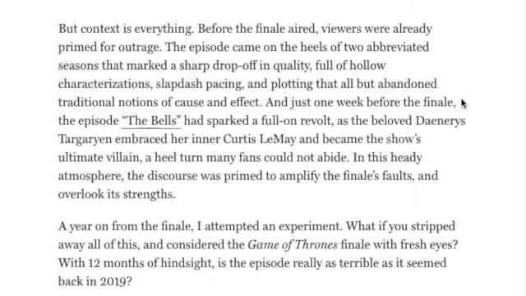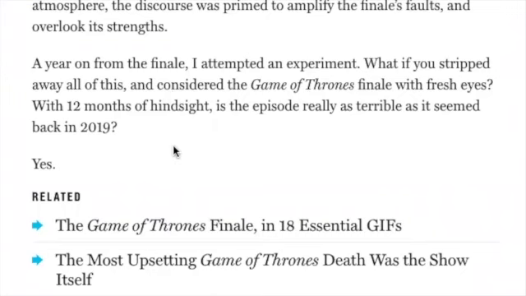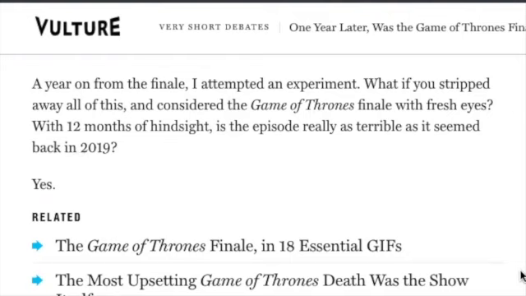In this atmosphere, the discourse was primed to amplify the finale's faults and overlook its strengths. They're saying, yes, the finale sucked, but we all kind of like were in a frenzy of anger at that point, so maybe we were going to overlook any strengths that the finale had. So there's the but, like, okay, we were all kind of freaking out right then, so maybe we overreact. But then in the last paragraph here, or I guess the second to last paragraph, we get right back to the overall main argument, right?